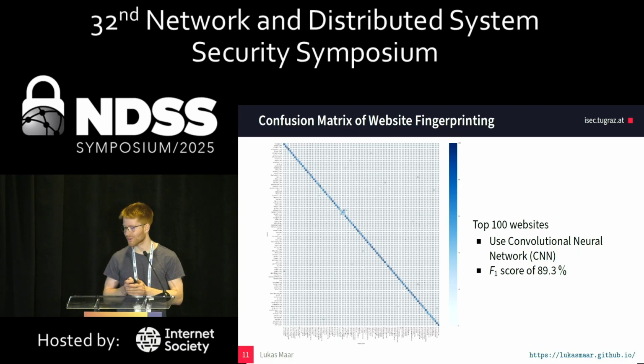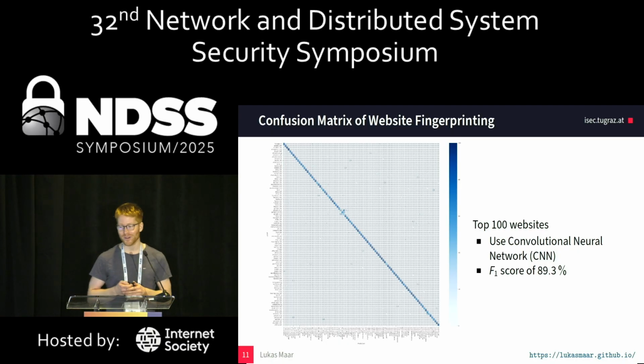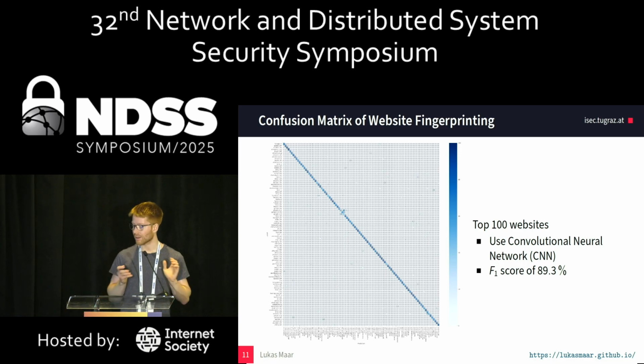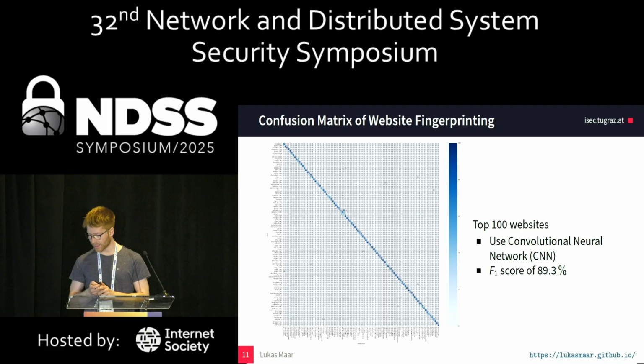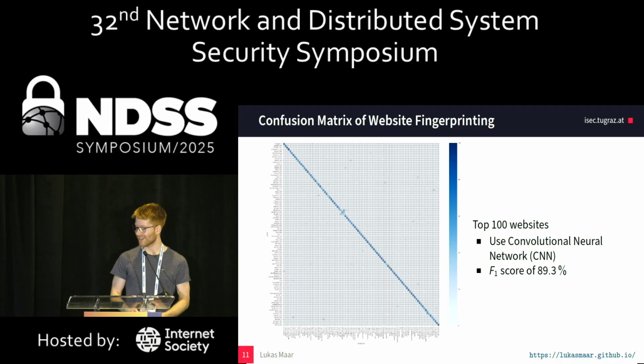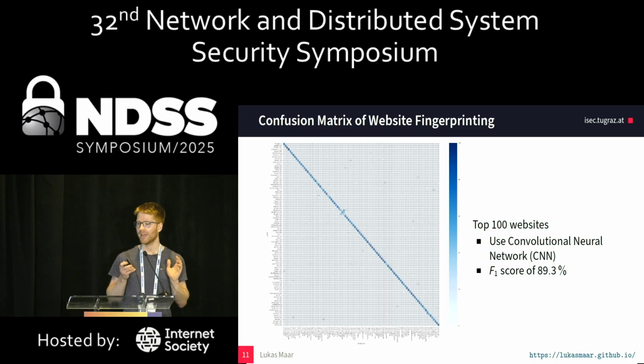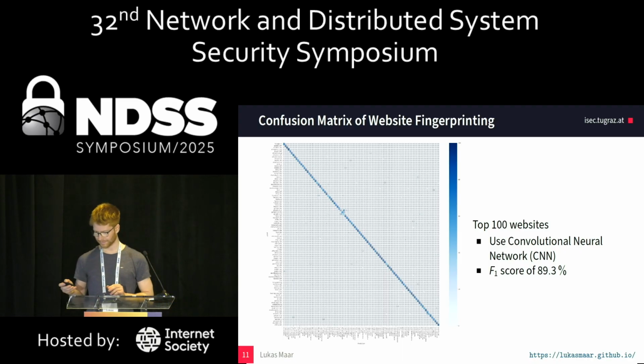Again, thanks to Jonas for the help on the website fingerprinting attack. We analyzed the top 100 websites, used a convolutional neural network, and obtained an F1 score of 89.3%.